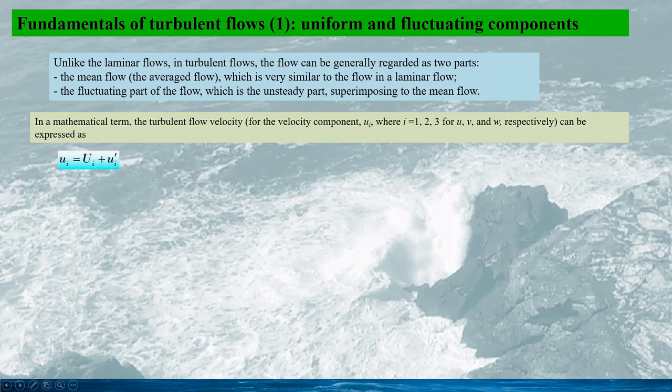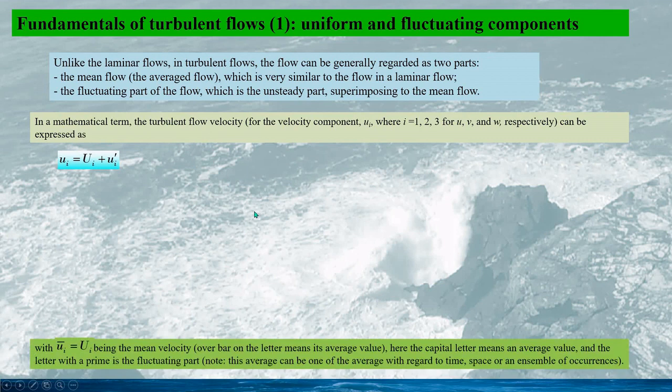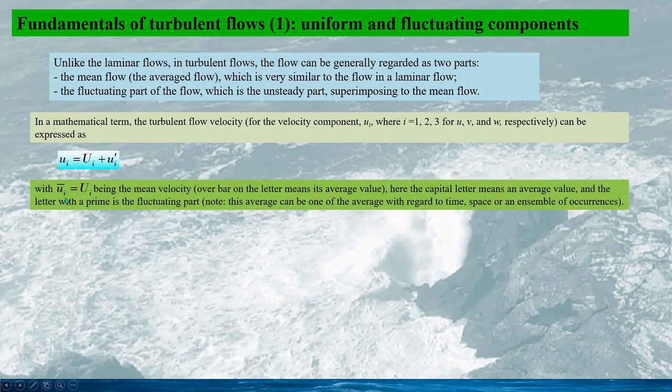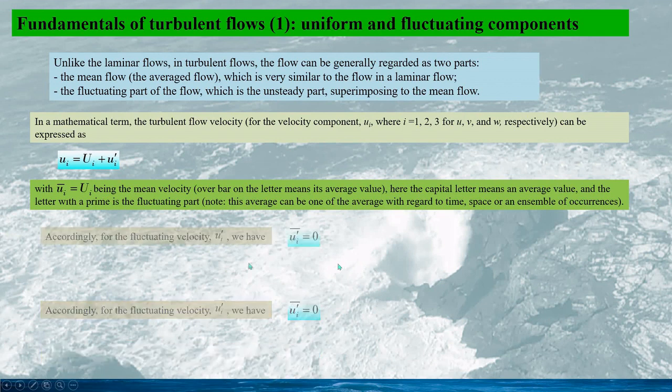Mathematically, the turbulent flow velocity, Ui, can be expressed as this: the mean part, the capital Ui, and the fluctuating part, U prime i. Here i equals 1, 2, 3 for 3 different spatial directions, x, y, and z. If we take the capital U as the mean flow, then we can easily obtain that the average of the fluctuating part of the flow velocity is 0.